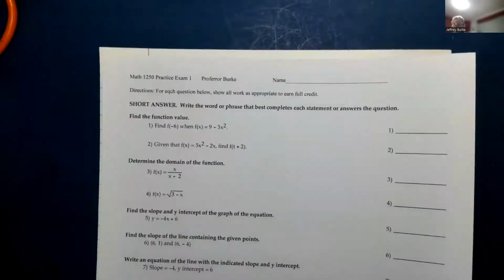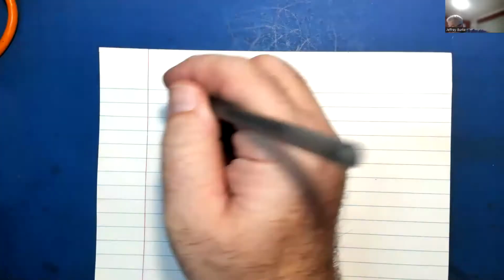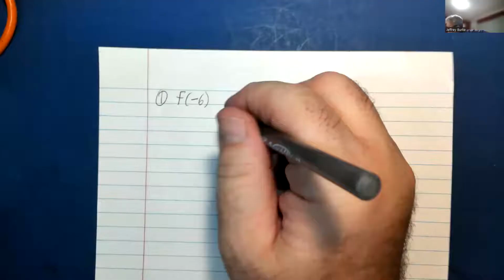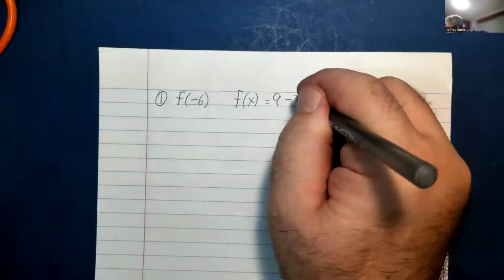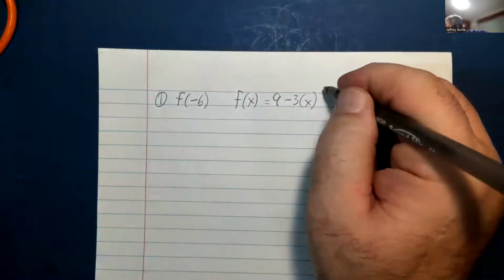Okay, so you'll follow along with the practice test here. This is what I downloaded for everyone online. I'm going to be doing the questions on the paper here, where I have ample room to show the work. In question one, it wants us to find the value of f of -6 for the function when f of x equals 9 minus 3x squared.